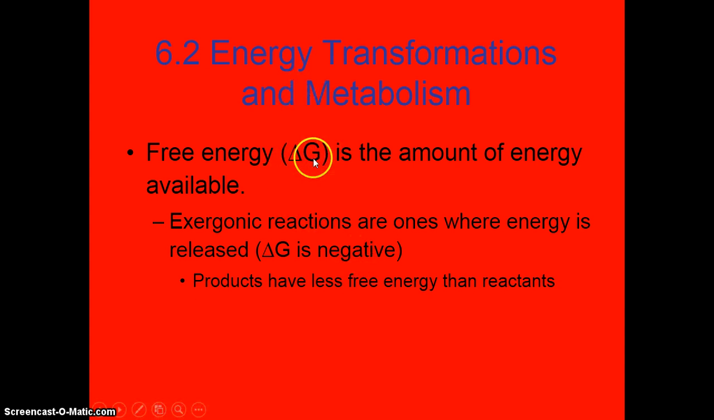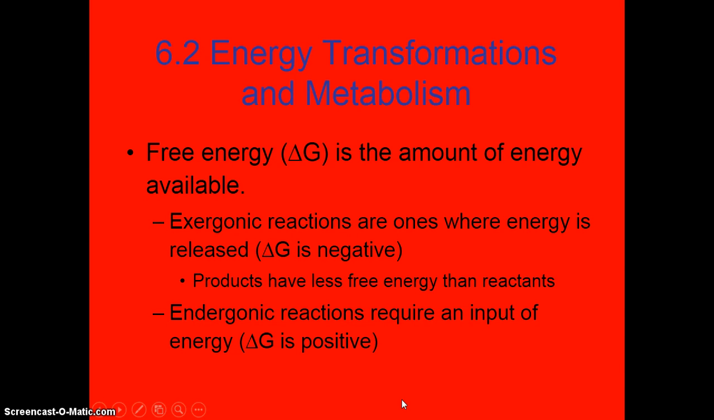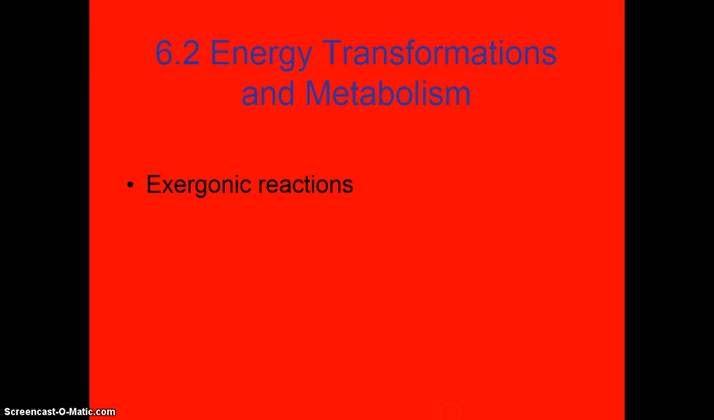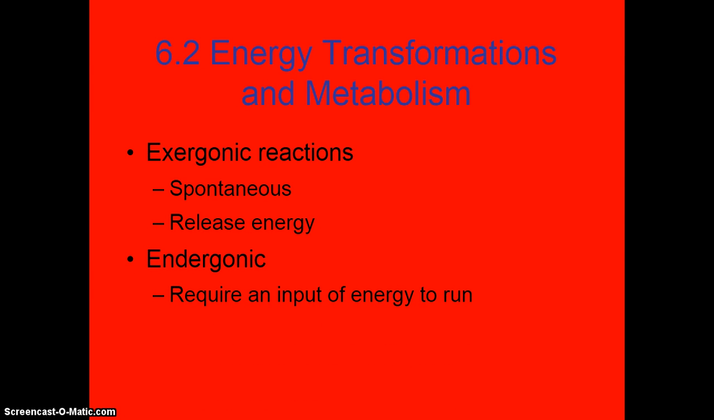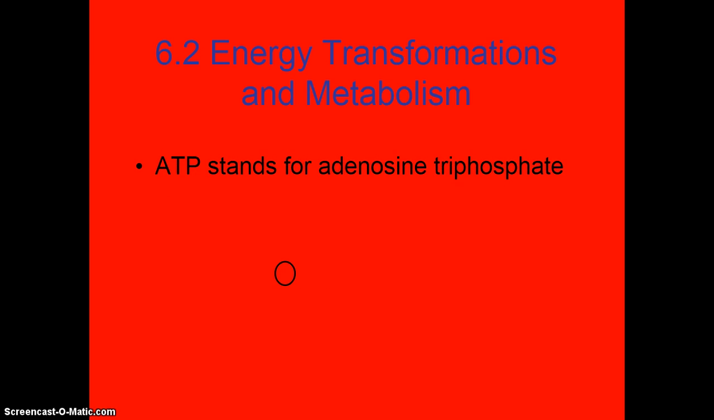Let's back up. This delta G stands for Gibbs free energy. So the products have less free energy than the reactants. If it's an endergonic reaction, you have to put energy into it, which means that delta G is positive, and the products have more free energy than the reactants because energy is put into the system. Exergonic reactions are spontaneous. They release energy. The endergonic reactions require an input of energy to run, and they require ATP, or adenosine triphosphate, in order to complete them. ATP stands for adenosine triphosphate.